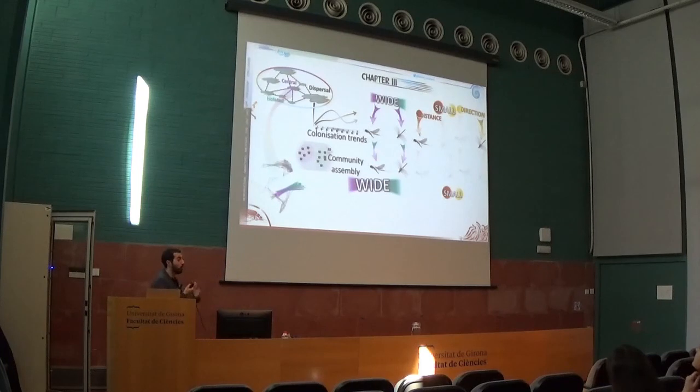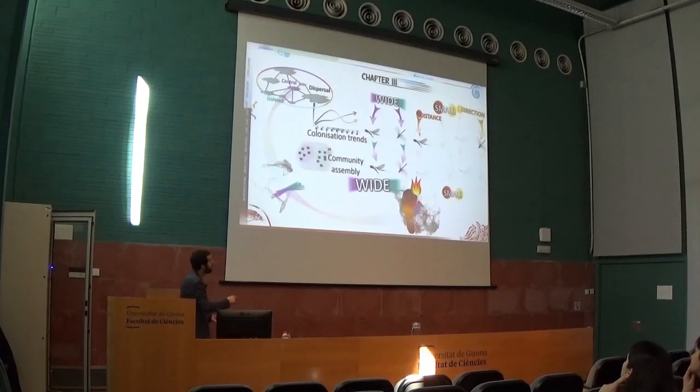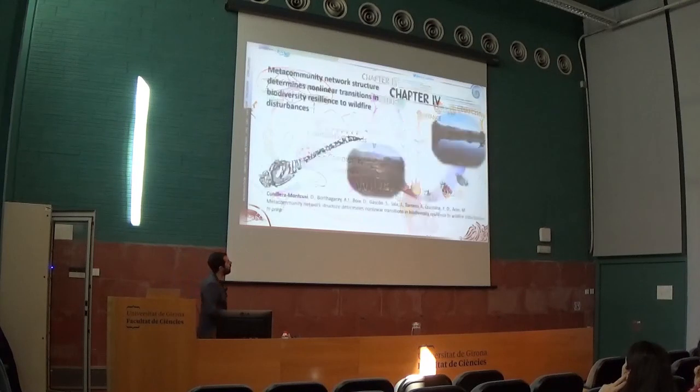So the location within the network determines the dispersal trend or the colonization trends of our studied communities, and this is something that can be extrapolated to having sampled central ponds located in a central location of the network that has been affected by a wildfire.